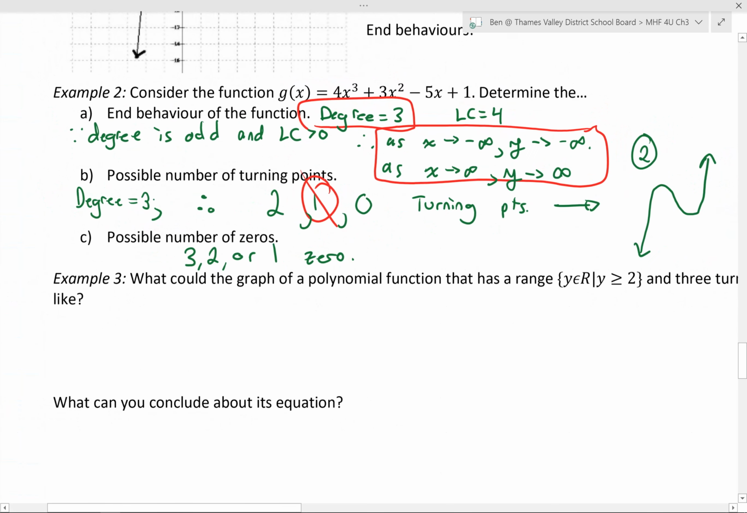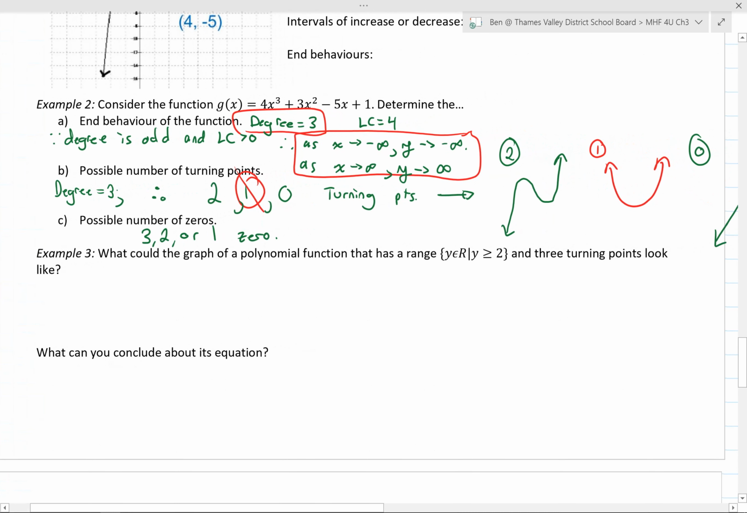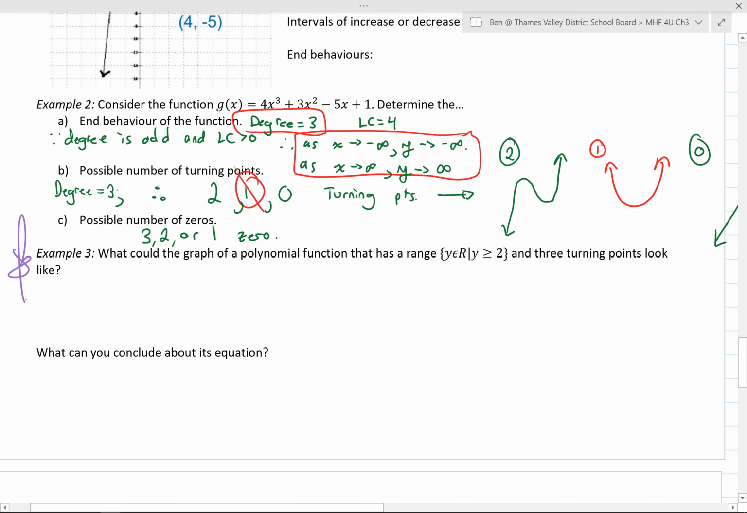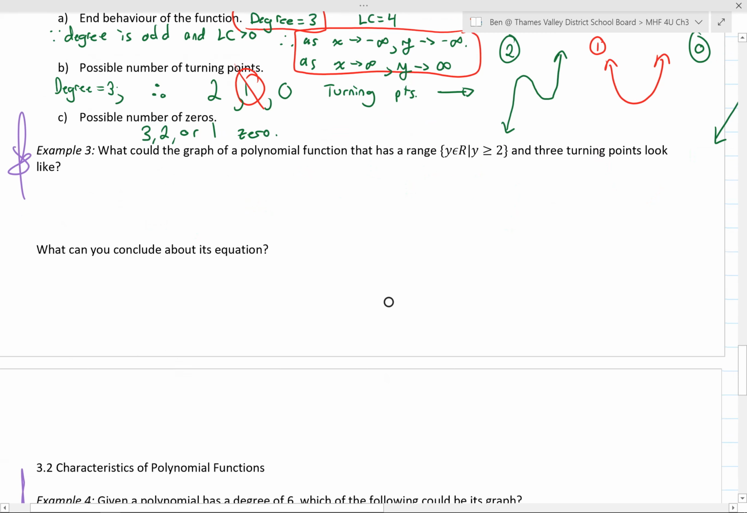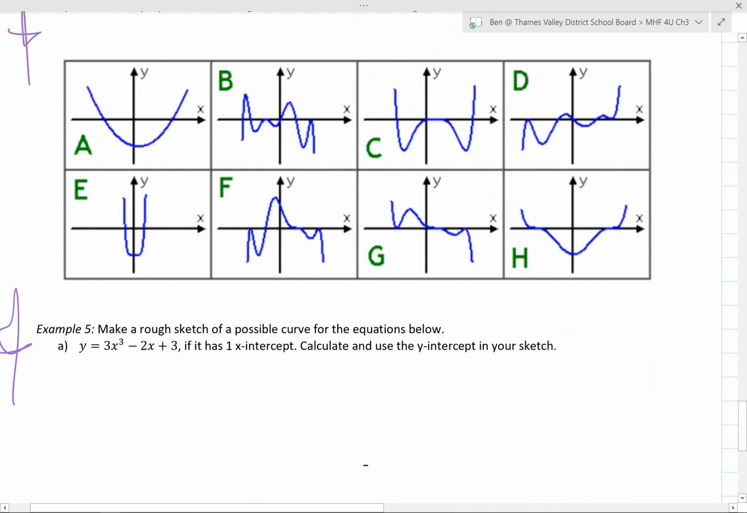Example 3, what could the graph of a polynomial function with a certain range and 3 turning points look like? Okay, so we're told the range that we must be working with here. And you know what, at this point, I will say you should be able to handle something like this on your own. Try it out, see what it looks like. The answer will be posted on the Brightspace Classroom. Same thing with examples 4 and 5. Try them out. If you're not able to get anywhere, that's okay. We will at least share our answers or share where we got stuck when we get into class next.